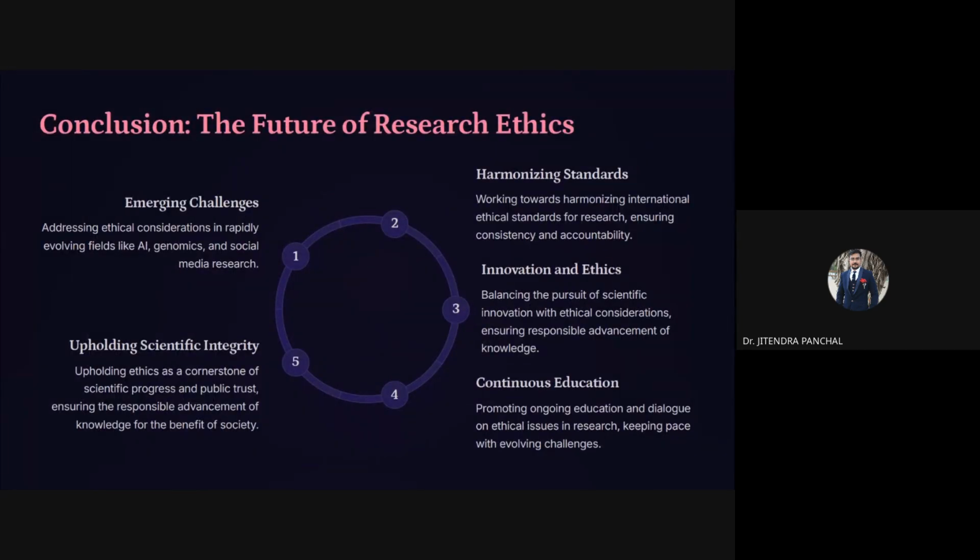The conclusion about ethical practices: emerging challenges, like AI, genomics, and social media research. Next is harmonizing standards: international ethical standards for research, ensuring consistency and accountability, innovation and ethics. And next is continuous education: providing continuous education regarding ethical issues and upholding scientific integrity. It will build public trust and ensure responsible advancement of knowledge for a better society. So this is all about ethical practices. I hope this is clear to everyone.